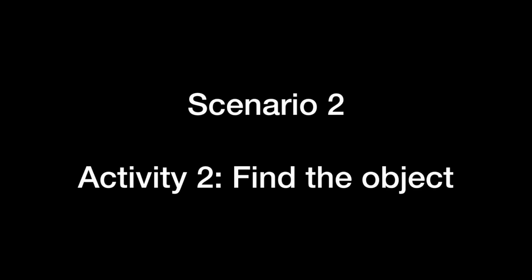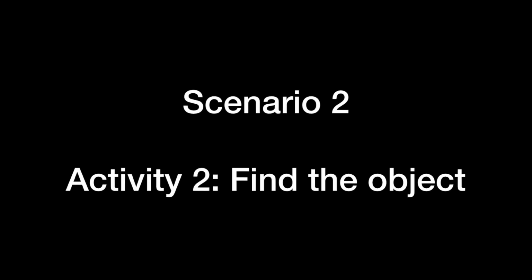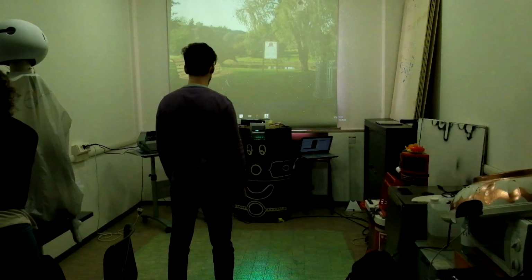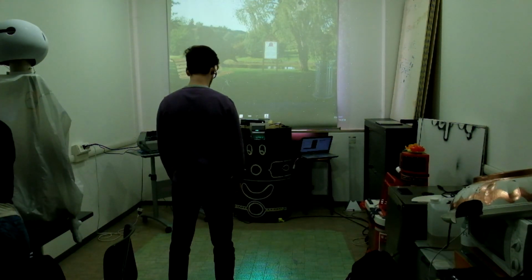In the second activity, David is asked to point a sequence of objects and places where a bird can rest. If he points the wrong one, he is asked to try again. After he finds them all, he is rewarded.